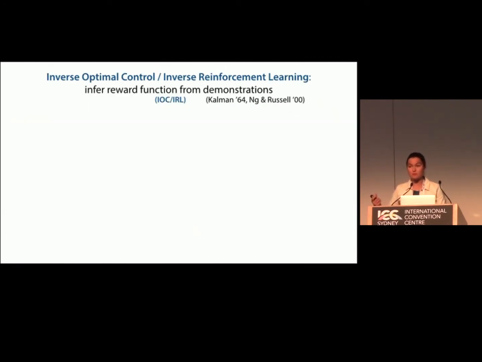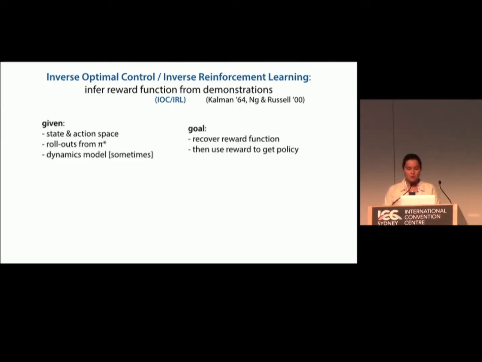And this is the problem that's called inverse reinforcement learning: the problem of trying to infer the reward function from a set of demonstrations, also known as inverse optimal control. Formally, in this problem, we're given the state and action space, rollouts from an expert policy, which I'll denote with pi star, and sometimes a dynamics model. Our goal is to recover the reward function, and then usually also use that reward function to acquire a policy for performing the task.